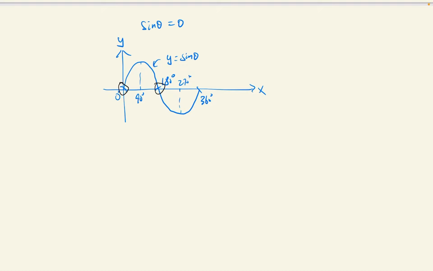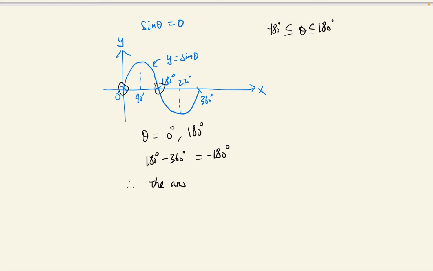So the answer is theta is 0, 180, but because the range is between minus 180 degrees to 180, we have one more answer, which is to make 180 become negative, so it is minus 180. So the answers are plus or minus 180 and then 0 degrees.